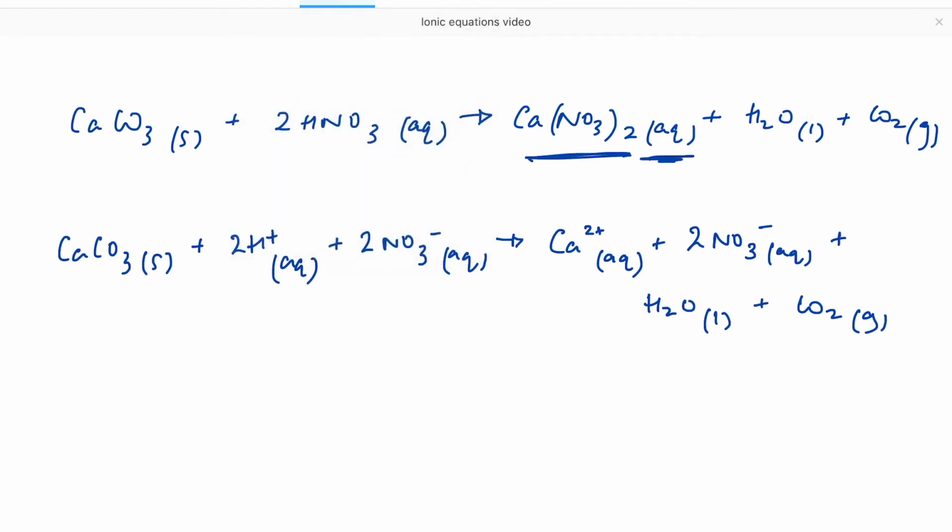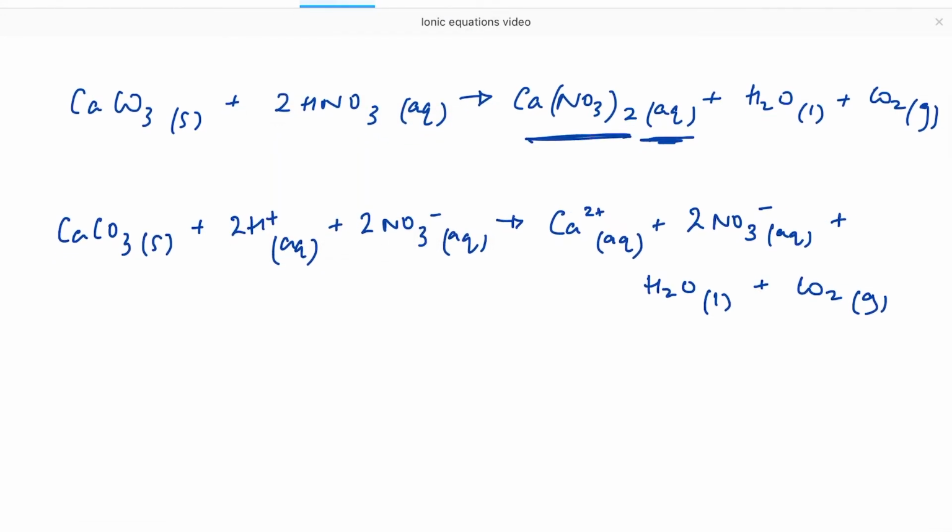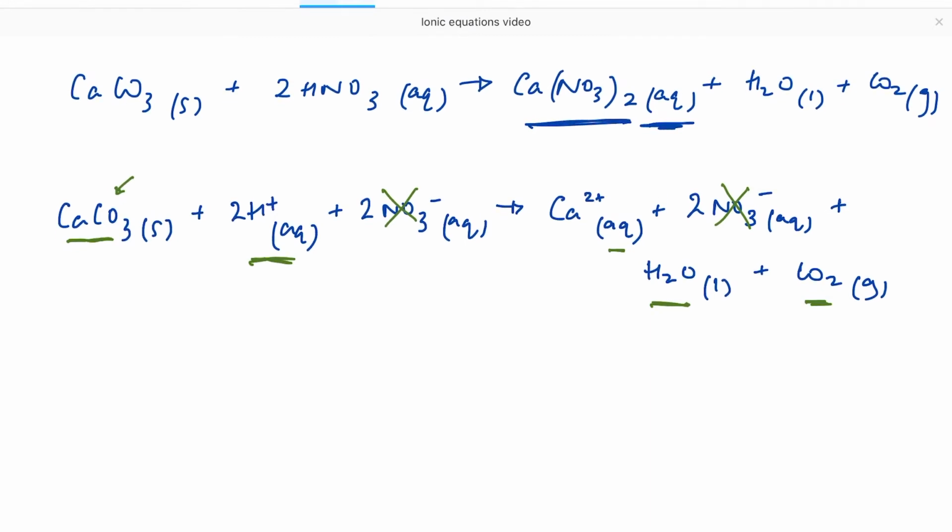So let's have a look at what has changed and what hasn't changed. Well, clearly the calcium carbonate has changed. We've gone from calcium ions in a lattice to calcium ions in solution. We've gone from carbonate ions in a lattice to carbon dioxide, and some of the oxygen's turned up as water. My hydrogen ions have gone from being ions in solution to part of a water molecule. They've changed. However, nothing has happened to my nitrate ions. They were floating around in solution at the beginning as part of nitric acid, and they end up floating around in solution at the end as part of the calcium nitrate solution.